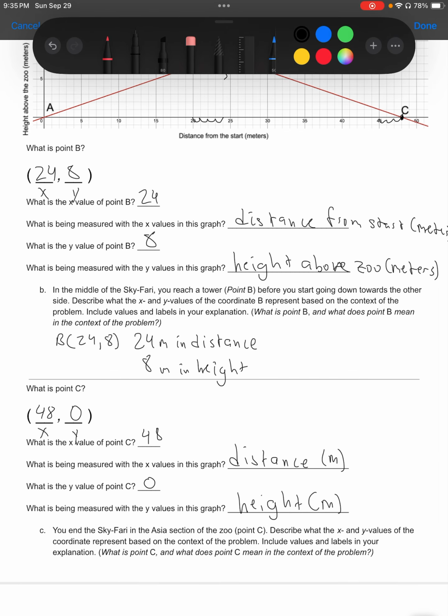So when I ask you just to say what is point C and what does it mean in this context, or to describe the x and the y value of this point, we should say that point C is the point 48, 0, which means we have 48 meters in distance and we have 0 meters in height. And that is what the x and the y coordinates of point C mean in this context.